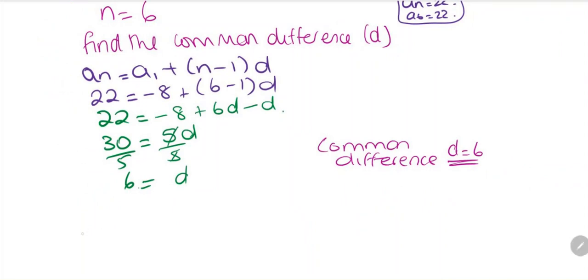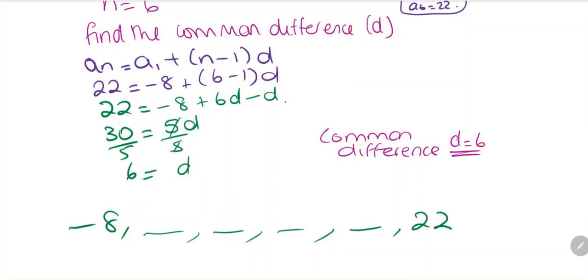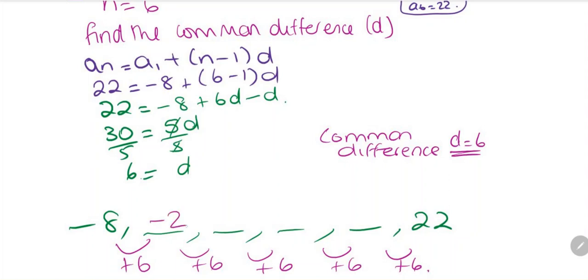Now I can use this to find the rest of my terms. So I knew that we had minus 8, and then I didn't know my next 4, and the last term was 22. So my common difference, I'm adding 6 each time. So minus 8 plus 6, this is minus 2. And then plus 6 is 4, we have 10, we have 16 and 22.